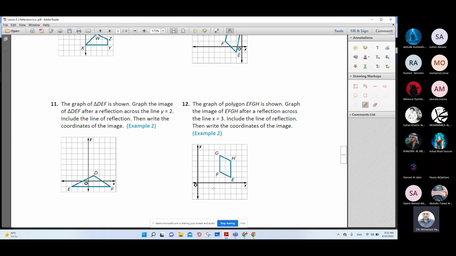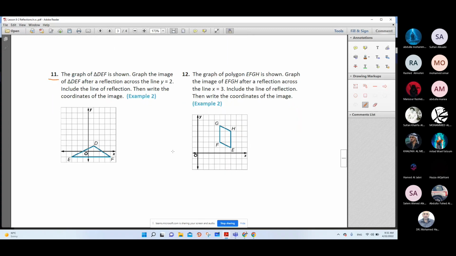Okay. Here we have number 11. Who can read number 11? Can I read? What's your name? Mansoor. Okay, Mansoor, start please. The graph of DEF is shown. Graph the image of DEF after the reflection across the line y equals 2. Include the line of reflection, then write the coordinates of the image.